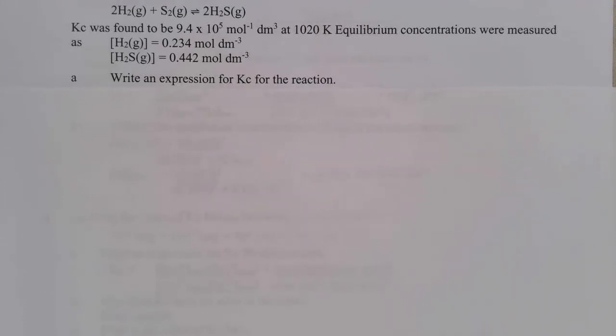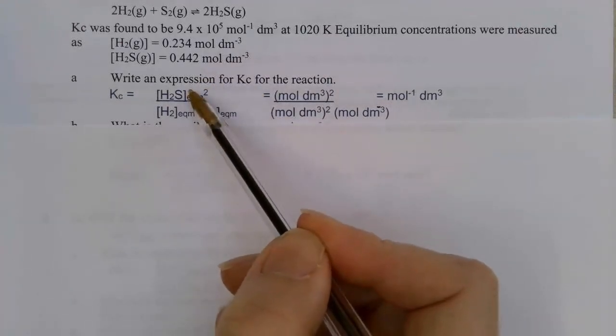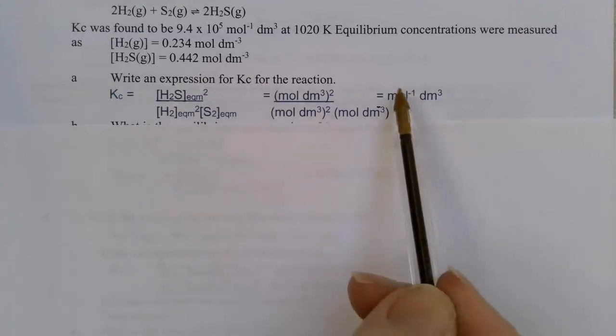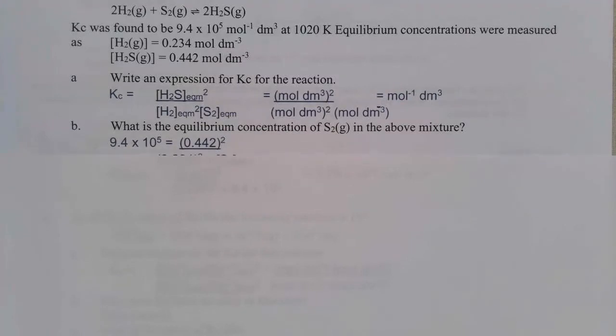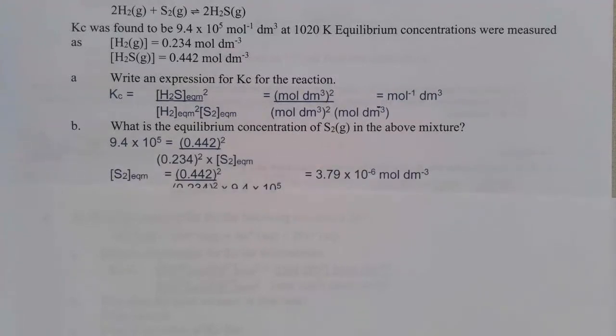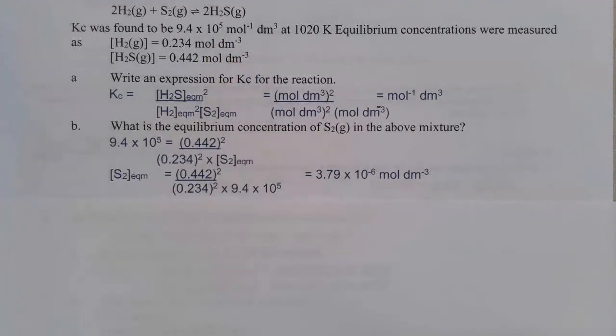So on to the next question. We're looking at the reaction between hydrogen and sulfur to form hydrogen sulfide. Again, we're going to write out our Kc expression. Notice that the H2S is squared, as is the hydrogen, and we've worked out our units. This time, we're asked to work out what the equilibrium concentration of the sulfur is. We've been given our value for Kc and our values for hydrogen and hydrogen sulfide. So it's just a case of putting it in the equation, rearranging it to find the concentration of the S2.